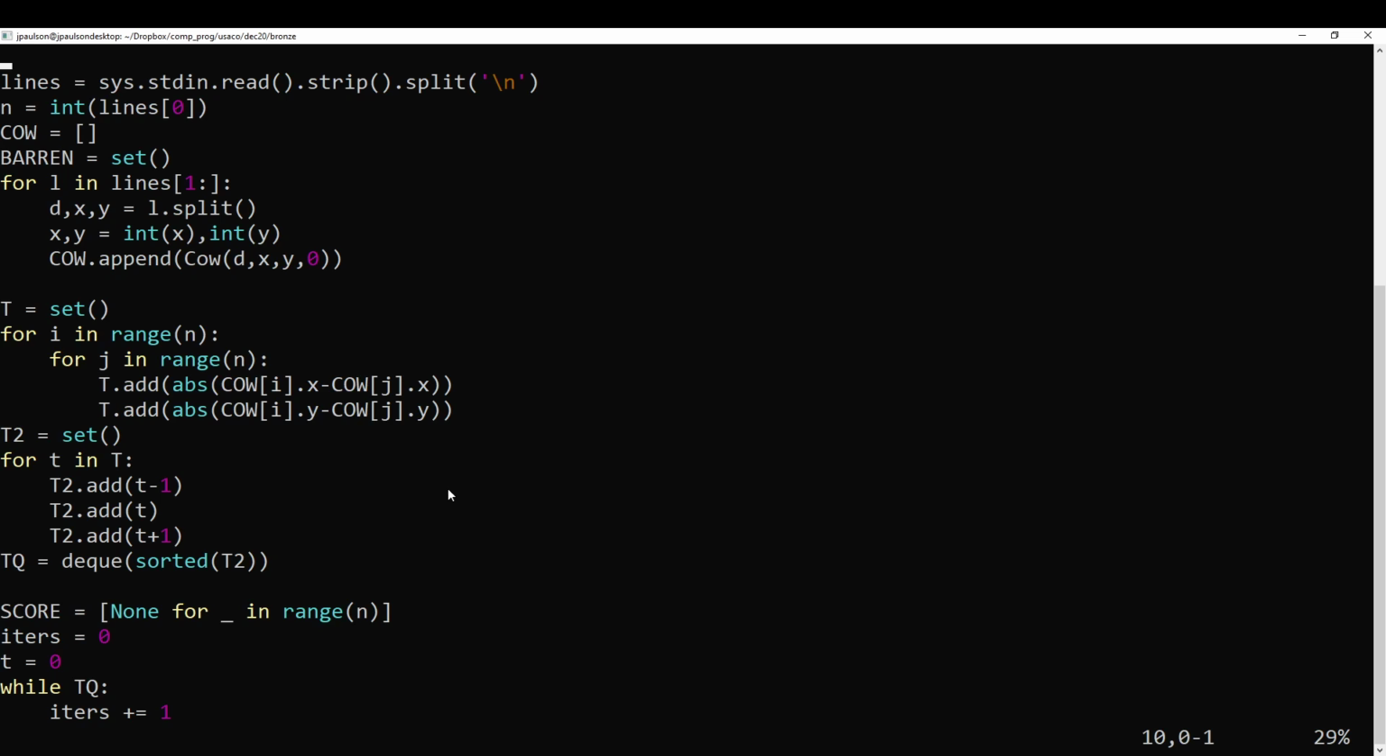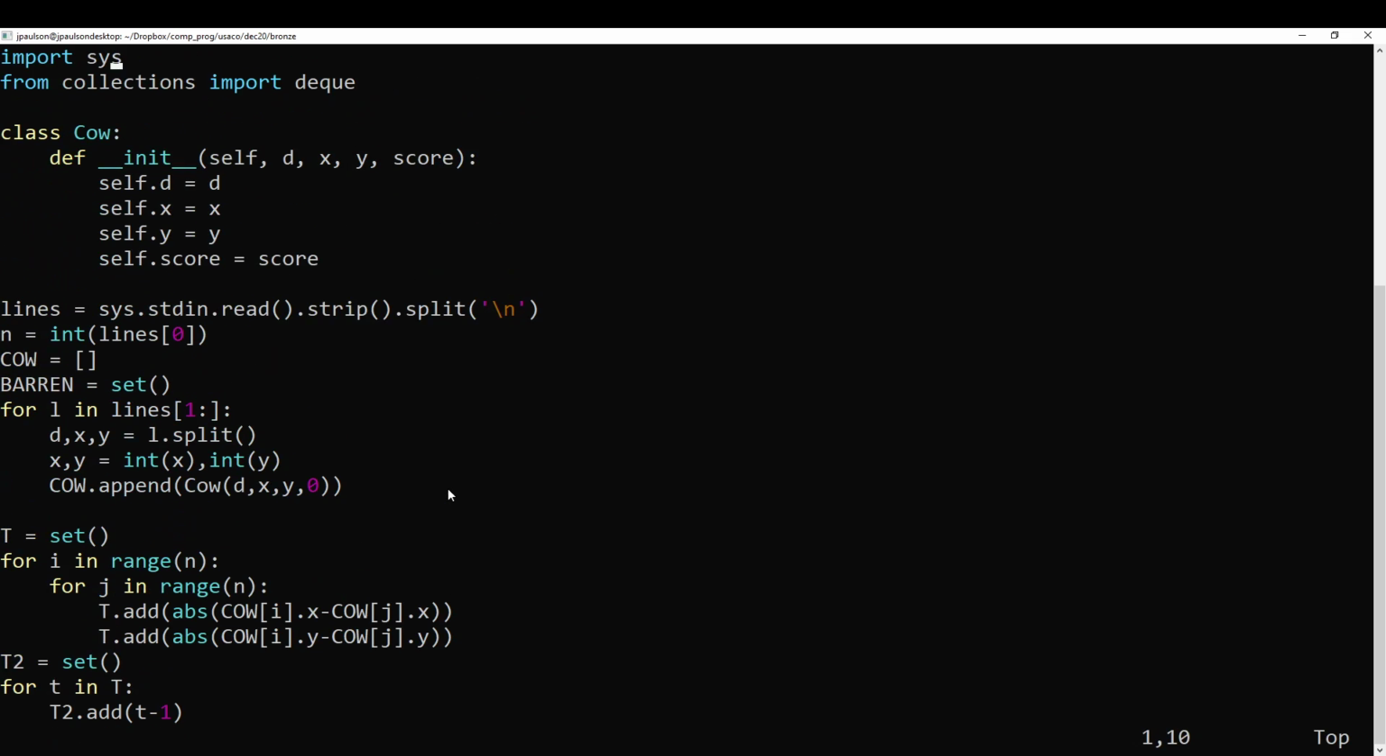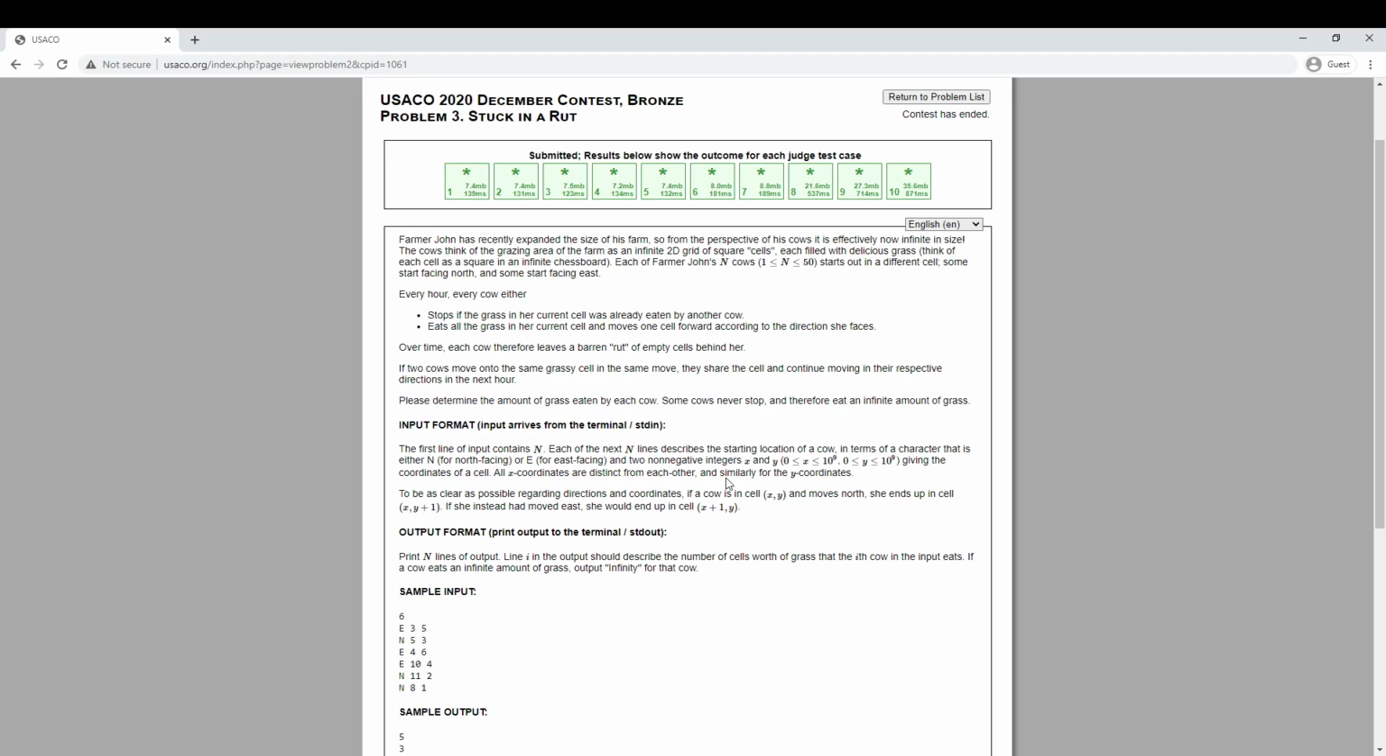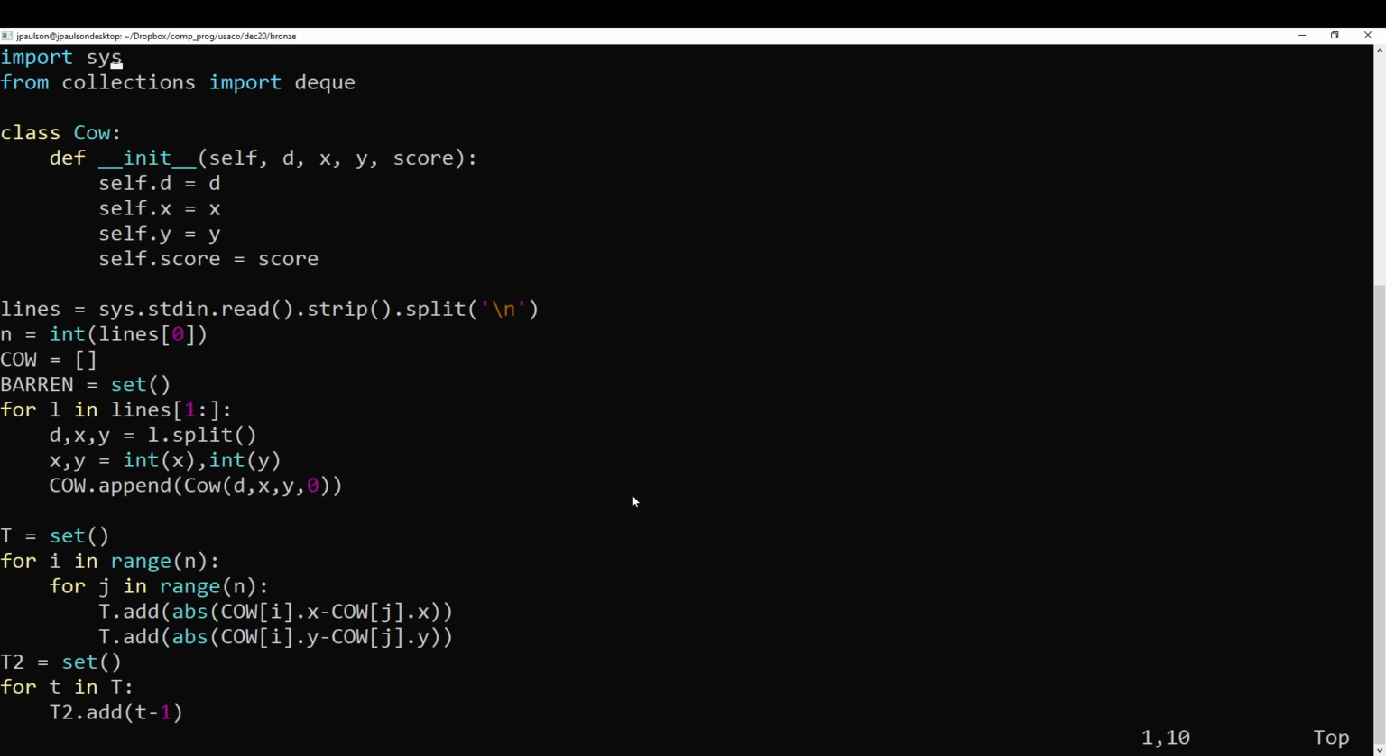Right, most of the time the cows are stepping forward and like nothing is happening, or they're not intersecting each other. Right, they only intersect each other. Well, there's only 50 cows, and each cow only intersects each other cow once. So there's at most 50 squared intersections, and that is a small number.